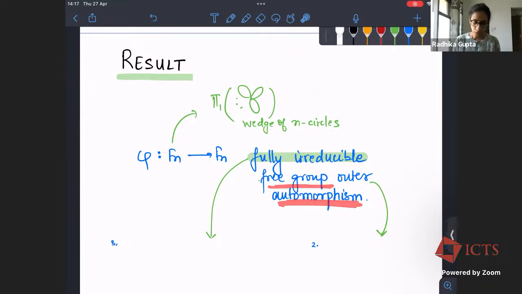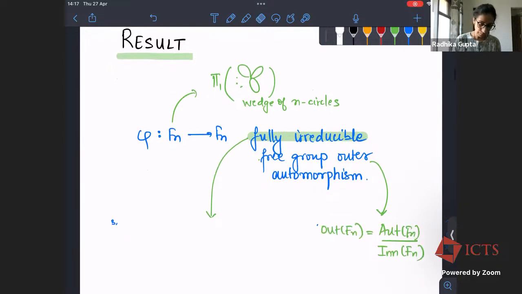And often I look at something called outer automorphisms. That just means that I'm looking at automorphisms, but I'm quotienting out by the inner automorphisms, because inner automorphisms are just conjugation by an element of the free group. So that's isomorphic to the free group. I usually quotient out by that group, and then try to understand the group of outer automorphisms of the free group. So these free group automorphisms are the main things that I'm interested in. And here I'm especially interested in something called a fully irreducible free group automorphism.